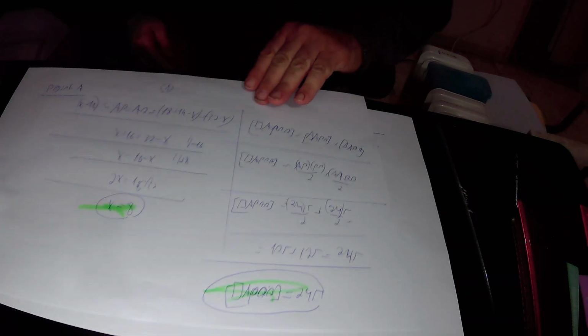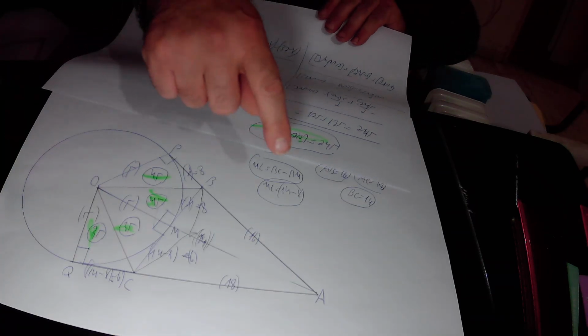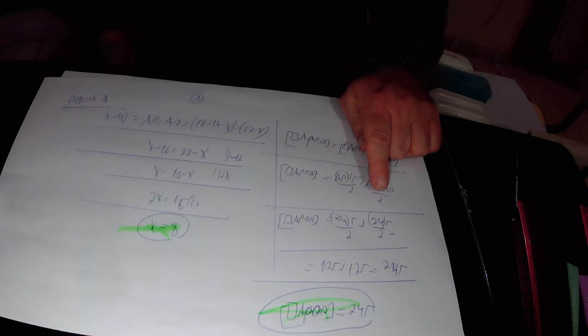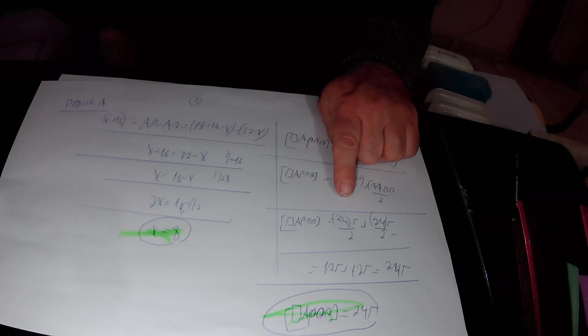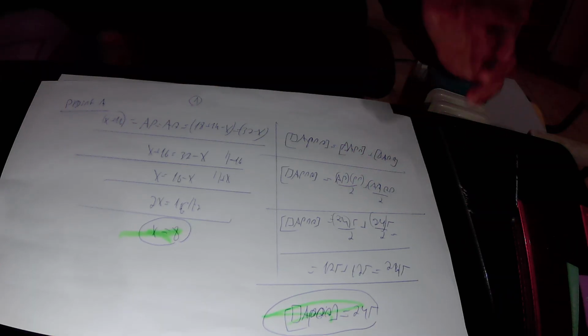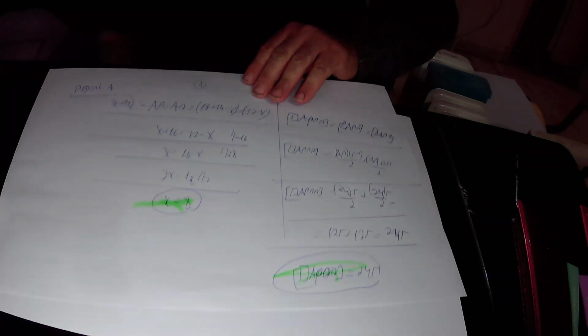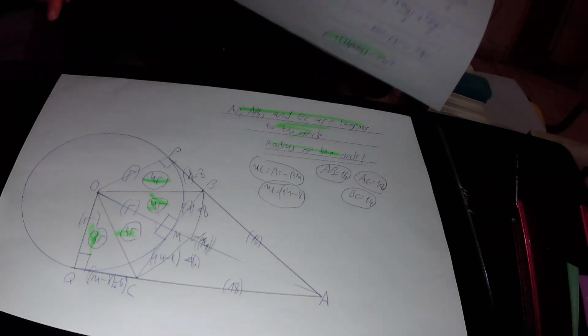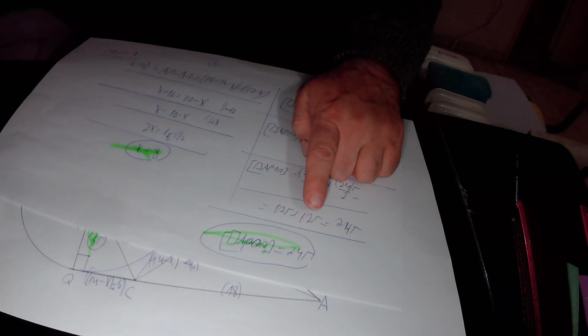So in total, the area of this big quadrilateral APOQ is equal to 24R over 2 plus 24R over 2. 24R over 2 is 12R, so 12R plus 12R is 24R. So we found that the area of this big quadrilateral APOQ, according to the first method of calculation, is equal to 24R square units.